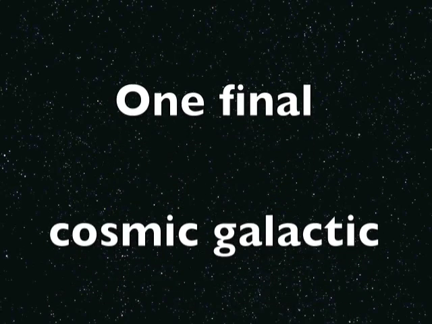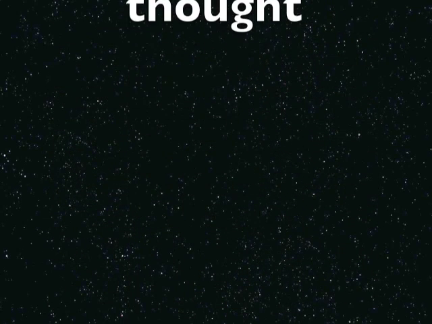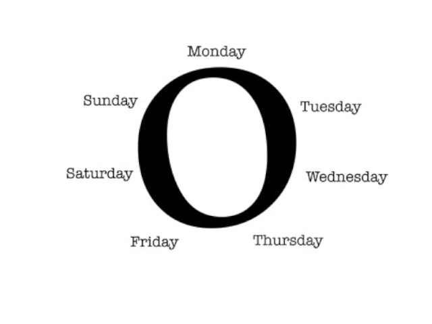One final cosmic galactic thought. We represent time the same way we represent notes on the keyboard. 7 names that keep repeating, and we can arrange those names in a circle. We'll be seeing some other circles in music, so stay tuned.